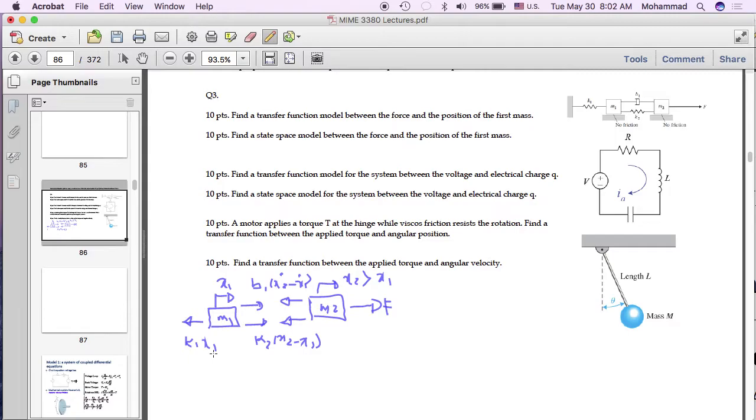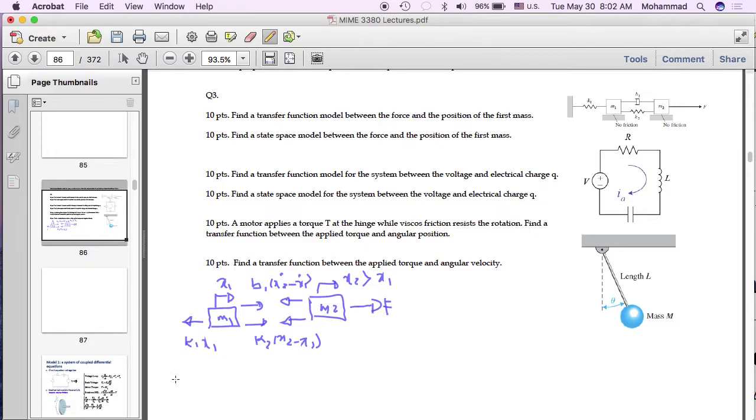If there was friction, in this course, unless otherwise said, we use a viscous friction model, which basically says friction force is proportional to speed. So the faster it travels, the larger the friction force would be. So this is the free body diagram.